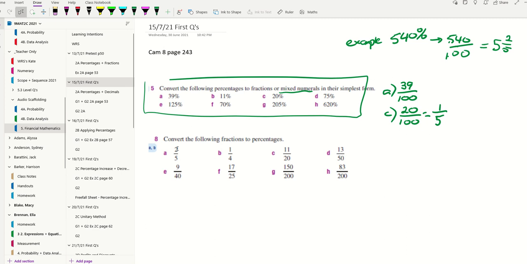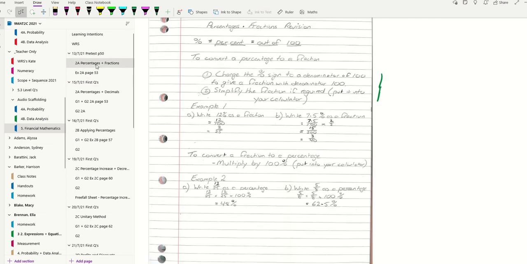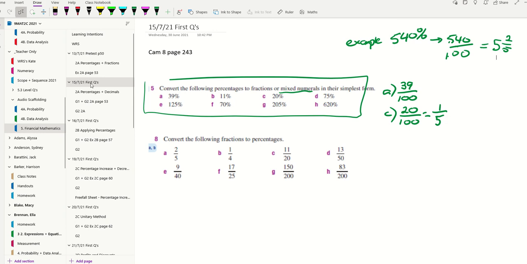Let's have a look at the second lot, question 8. Convert the following fractions to percentages. If we quickly once again have a look at our theory, to convert a fraction to a percentage, multiply it by 100%, put it into your calculator. So we're going to come back here, we're simply going to multiply these things by 100. So we're going to end up with A, multiply it, we've got 200 on 5. Well, really what we've got is, let me go back and not do it that way. We can do it that way.